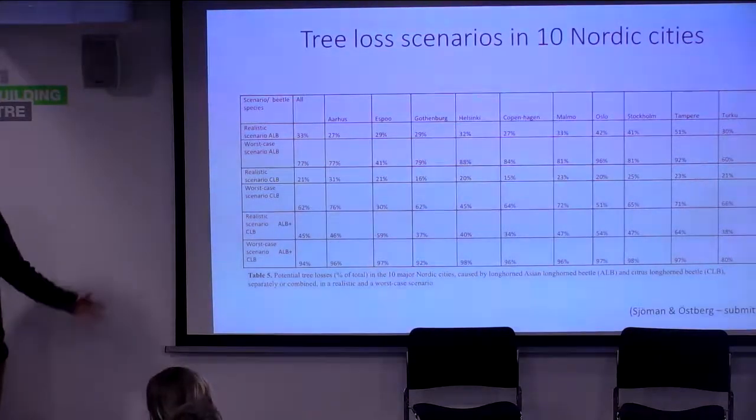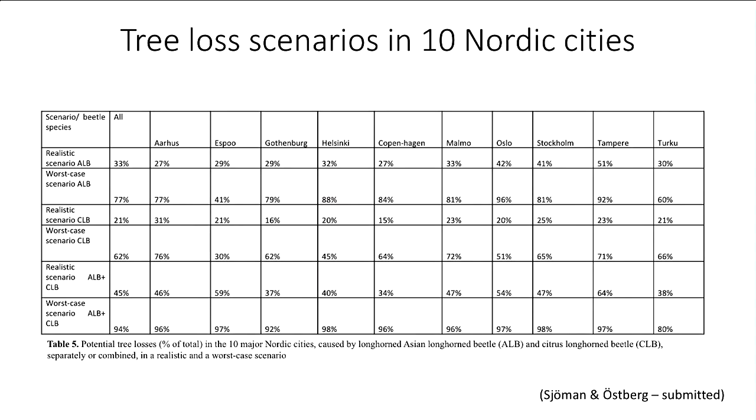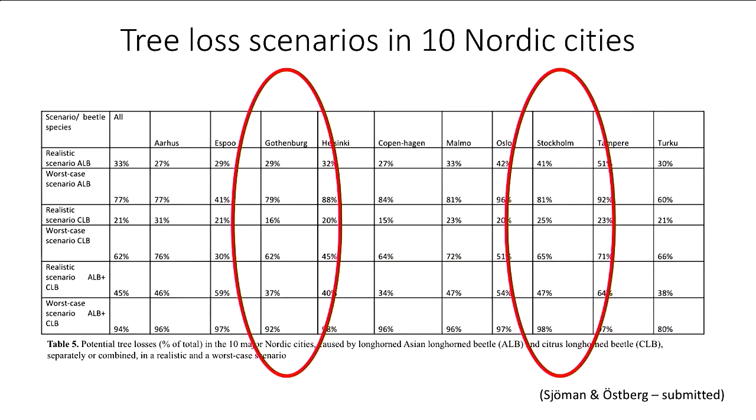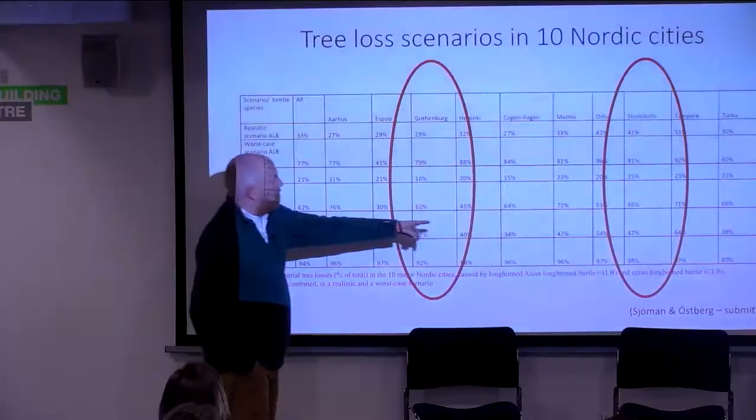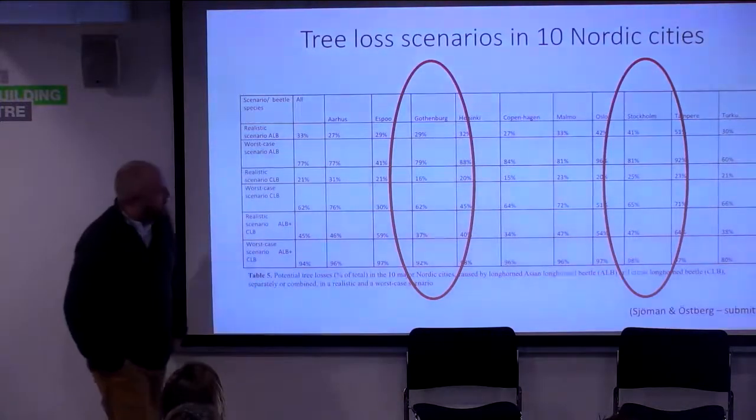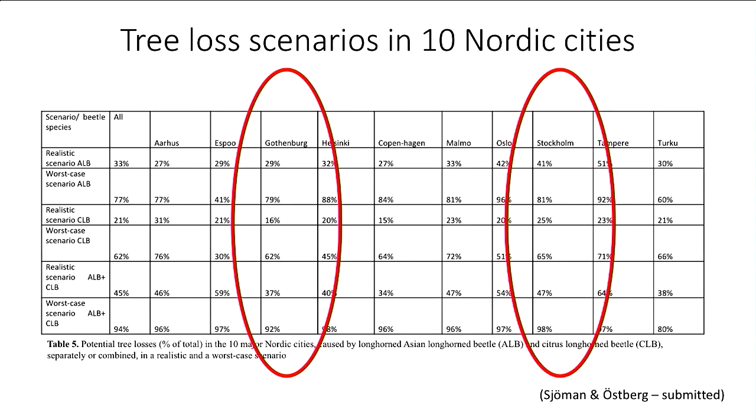Because all this global trading increases the chances that we get this in. And it's not trading of plants, it's trading of other goods. We can't blame the nursery industry for bringing this stuff in. And if you do this kind of tree loss scenario, which we played with, this is the Nordic cities in Scandinavia, where we had different kinds of scenarios. You can see that, for example, Gothenburg and Stockholm have the potential to lose over 90% of the trees in public areas due to these two pests. And the reason for that is this lack of diversity.